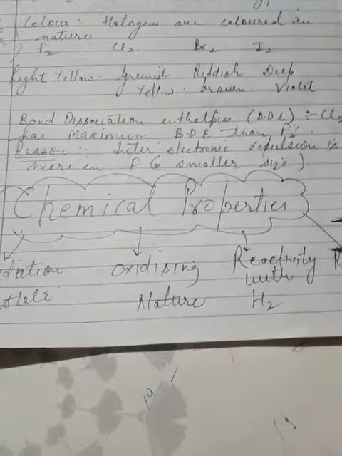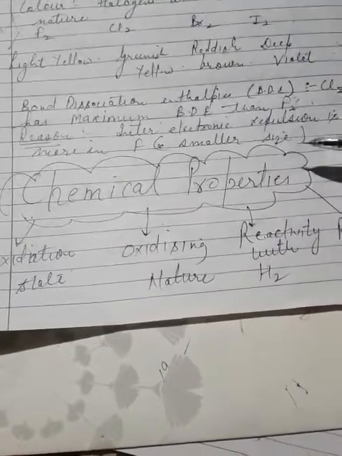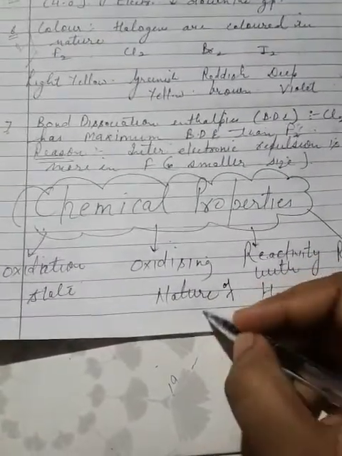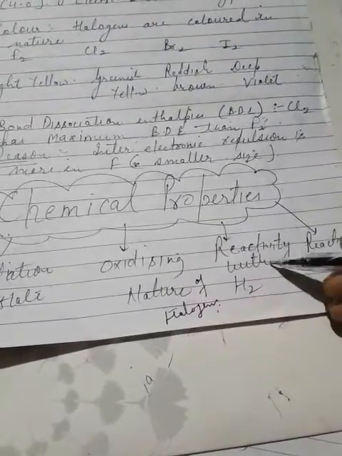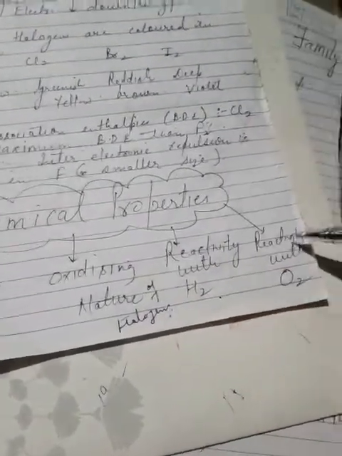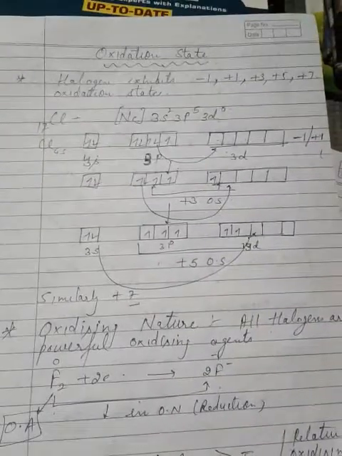Welcome students. Now we will cover the next topic of group number 17, that is halogens. So our next topic is the chemical properties of group number 17. In chemical properties we will cover important topics such as oxidation state, oxidizing nature of halogens. Then we will cover reactivity with hydrogen gas and then reactivity with oxygen. So let us start with the oxidation state.